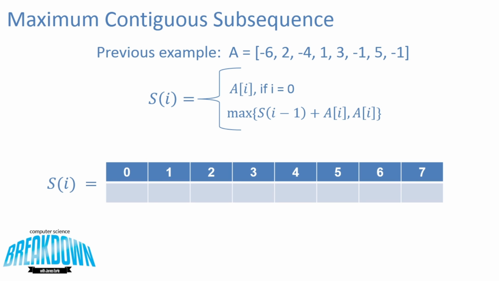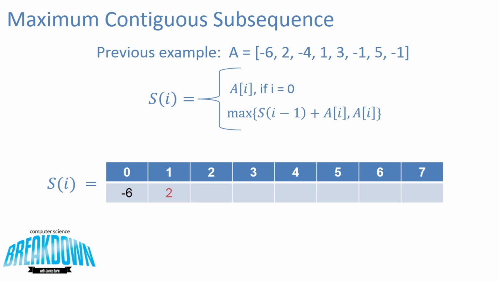So of course we're going to consider the base case for when i is equal to 0. Of course it's going to be equal to the first value. Now the next is going to compare the previous statement, so S at i minus 1, which is -6, plus A at i, which is 2, is going to give us a value of -4, or the value of 2. So of course 2 is going to be greater than -4, so we take the right-hand side of the maximization statement and we place a 2 at S of 1.